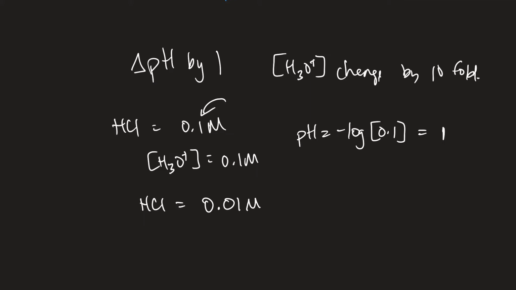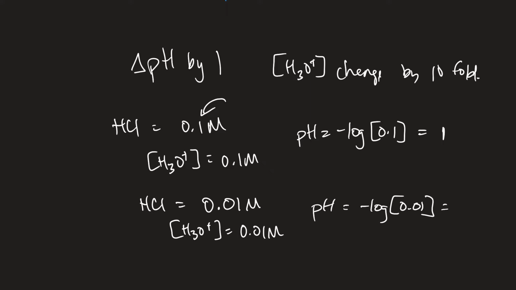And so what I mean by that, if we have hydrochloric acid, and the concentration was 0.01, so I decrease the concentration of hydrochloric acid by 10. If I do that, then we know the concentration of hydronium is equal to 0.01 molar. And so if you put this in the calculator, your pH equals the negative log of 0.01, we see that the pH of this is 2. And so we see that the change here between 1 and 2 had to be a change by 10-fold of the concentration of the hydronium ion.